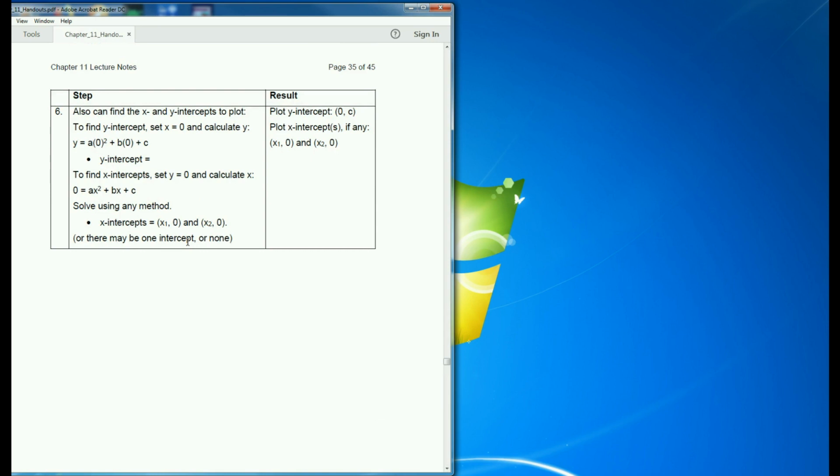Also, if you haven't already, you can find the x and y intercepts to plot. To find the y-intercept, you set x equals 0 and calculate y, which is very easy because this drops out, this drops out. The y-intercept is just the point 0, c. So you would typically find that one just because it's easy to calculate.